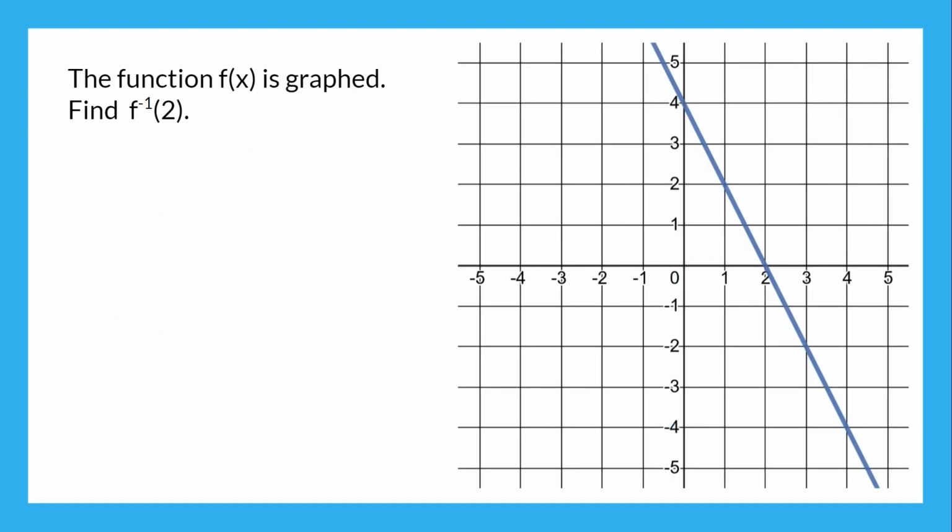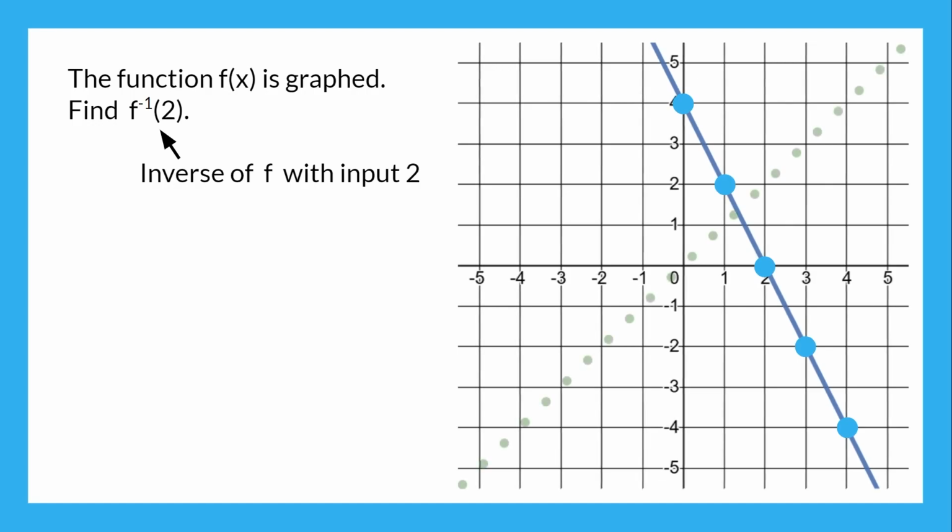Here's a new function. But what does that mean? If it was just regular old f of 2, we would just find the point where the input is 2. But that negative 1 exponent is read as the inverse. So this is actually asking us to find the inverse of f with an input of 2. Let's find the inverse by swapping the coordinates in these points. When we're done, the inverse will look just like this graph, but flipped over the line y equals x.